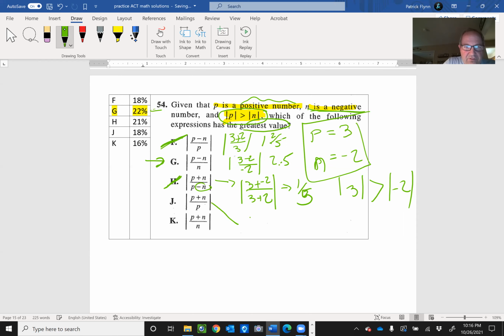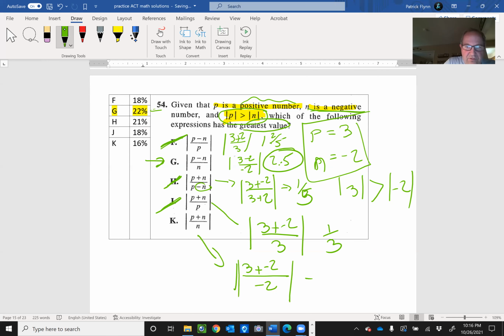On here, let's try that one. So 3 plus a negative 2 all over 3. When I do that, I get 1/3. Yep, that's not bigger than 2.5. And let's try this last one. 3 plus a negative 2 over negative 2. The absolute value of that is equal to 1/2. Yep, not it. It's got to be G. But that's the way I would go about this one. It's pretty good technique. It works all the time, especially when you get stuck and you really can't seem to think of what's the algebra I need to do on this one.